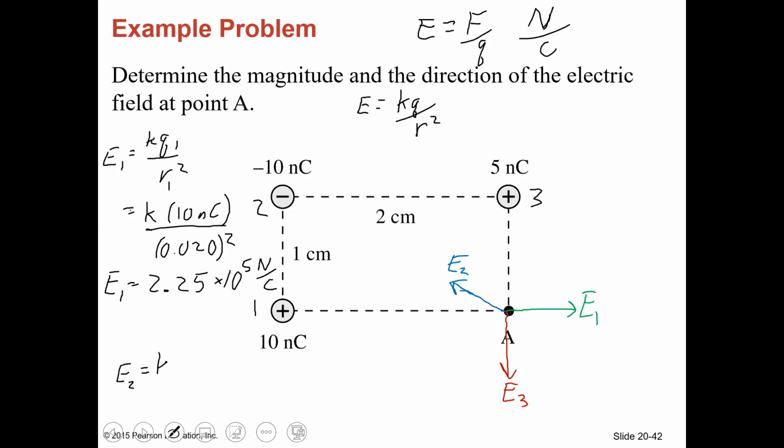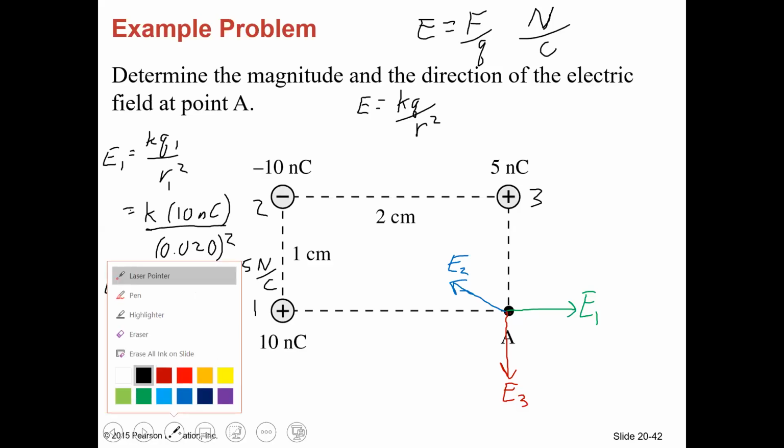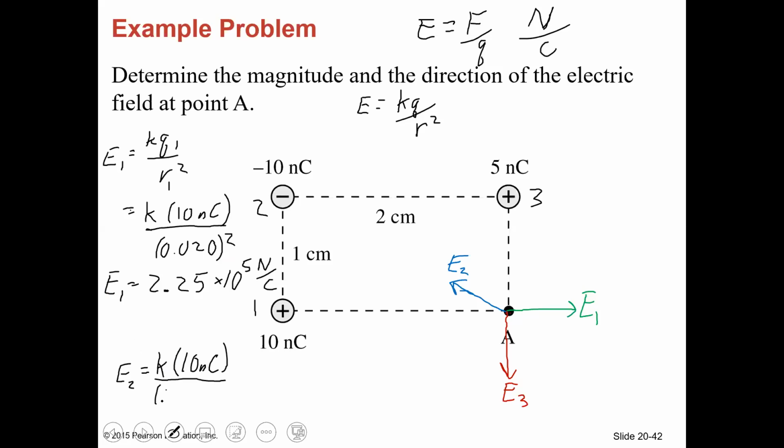So E2 is K, the charge is 10. Now I'm not going to put negative there because I'm just finding magnitude with this equation. And then the R, what's the R distance? Well, the distance we're looking at here is the distance from this negative charge to point A, right? This distance here. So we're going to use Pythagorean theorem for this triangle, or this triangle, it doesn't really matter. So if you use Pythagorean theorem to get the, well, I'm just going to write it out. So 0.02 squared plus 0.01 squared.